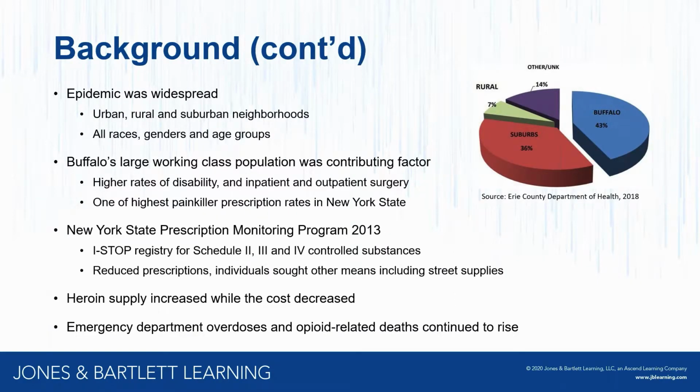The epidemic was affecting urban, rural, and suburban communities and individuals of all backgrounds. Buffalo was built on steel and manufacturing industries, and similar to other cities on the Great Lakes, it has a large working class population, and this contributes to very high rates of disability, inpatient and outpatient surgeries, as well as painkiller prescriptions in the region.